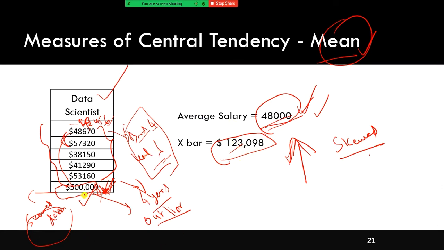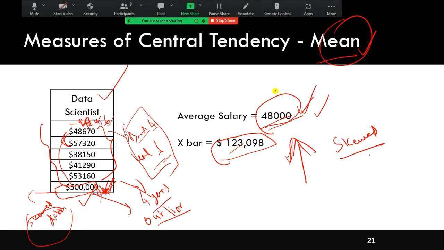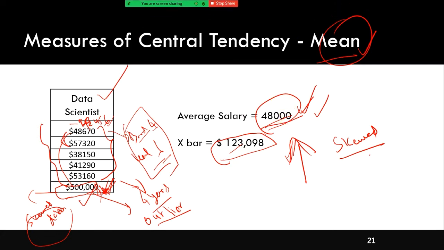Just because one person is getting a very high salary, you cannot include that guy also as part of your averaging. And you cannot tell, hey, you will get 123k. You are setting a wrong expectation.